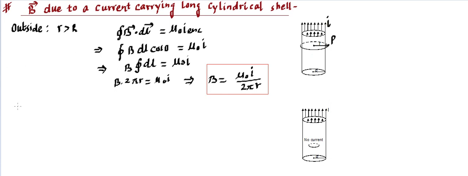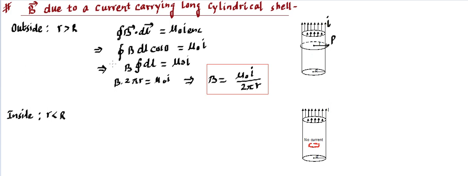Now when we are talking about the inside, we infer that small r is going to be less than capital R. When we are inside, then we need to choose an Amperean loop. So we have chosen this Amperean loop, circular, of some smaller radius. You'll find no current will be passing through it because the current is only on this curved surface.